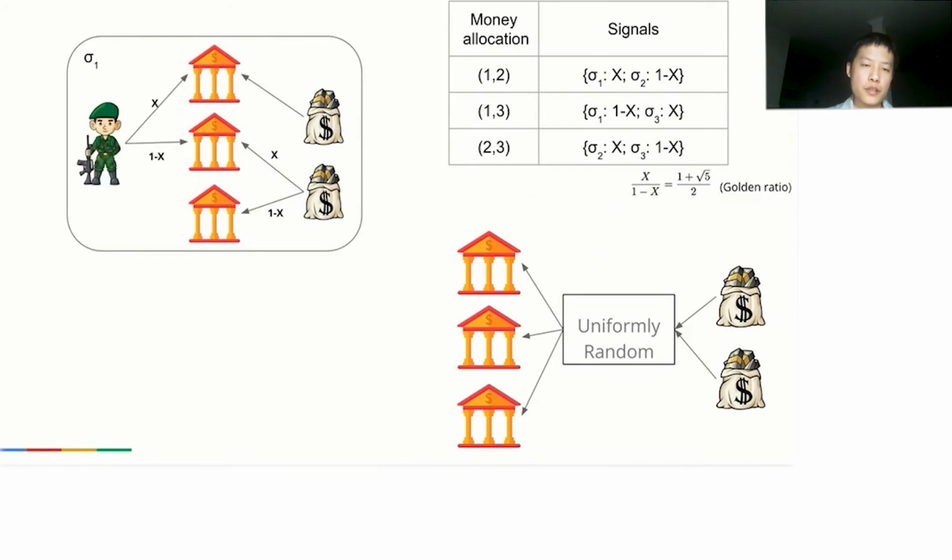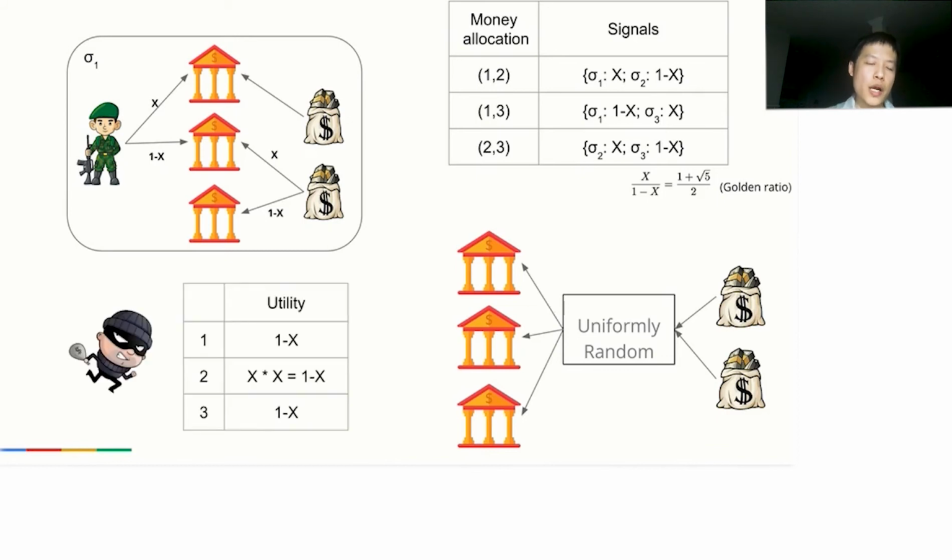Given this posterior, we can derive the optimal strategy for the defender. The defender will defend the first bank with probability x, and then defend the second bank with probability 1 minus x. The defender will not defend the last bank. In this way, the defender equalizes the utility of the attacker for all these 3 banks. If the attacker attacks the first bank, then he will succeed if and only if the defender is defending the second bank, so that's with probability 1 minus x. We can verify that no matter which bank is attacked by the attacker, the attacker's utility is always 1 minus x.